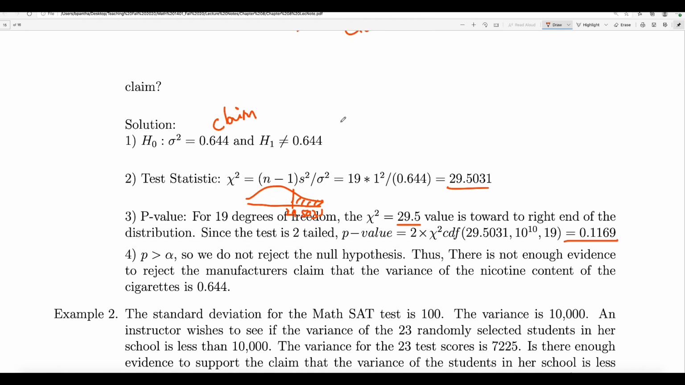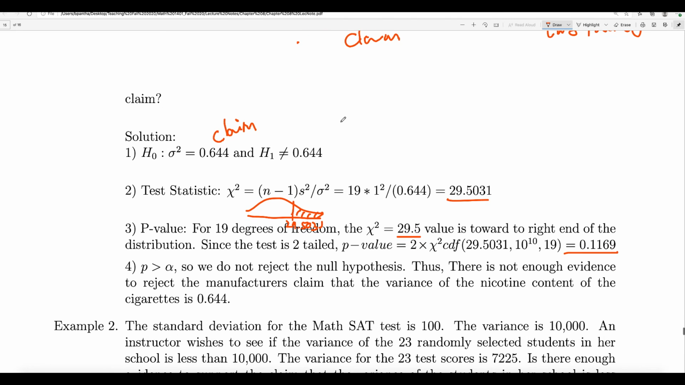But what is our alpha? Our alpha was 0.05, which is, this is actually bigger than alpha. Since p is greater than alpha, we do not reject the null hypothesis. Exactly the same idea.